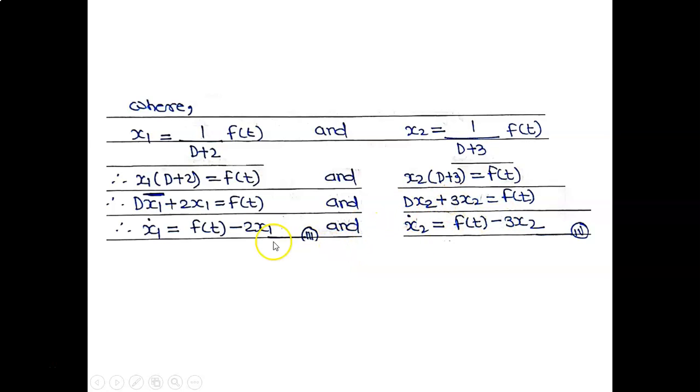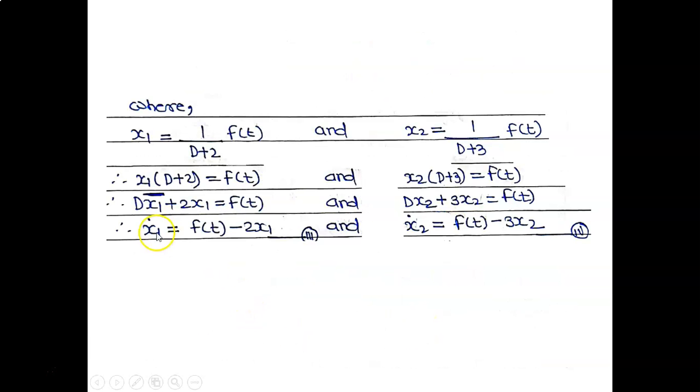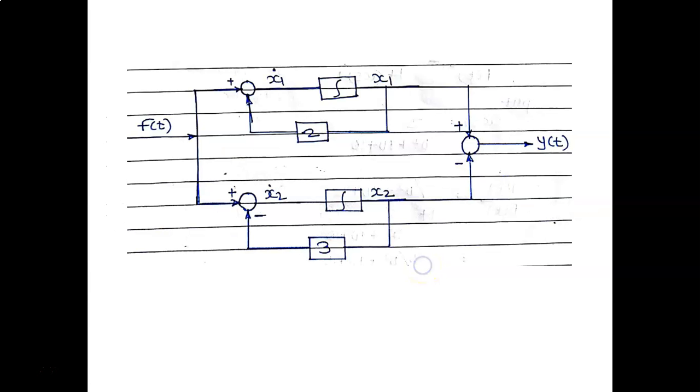Now we will draw the computer diagram for y(t) equal to x1 minus x2, for x1 dot equal to f(t) minus 2x1, and for x2 dot equal to f(t) minus 3x2. That is, for equations 2, 3 and 4 we will draw the computer diagram. f(t) is common, and it is fed to both summing points. First, the upper part: x1 dot, its integration is x1.